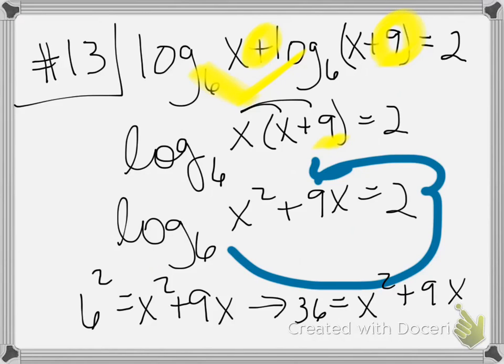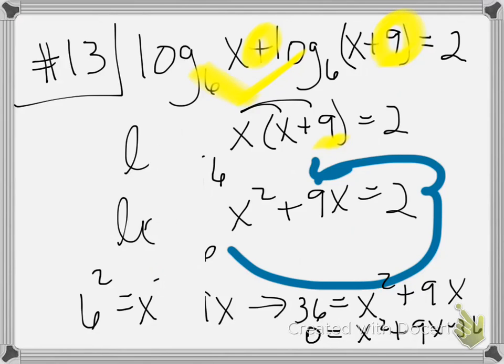I'm totally out of space. So I'm going to go ahead and subtract the 36 to the other side and make this 0 equals x squared plus 9x minus 36. And then I need to factor that x squared plus 9x minus 36. And I don't have space on my next page, so I'm going to erase a little bit over here so that I can work that out for you.